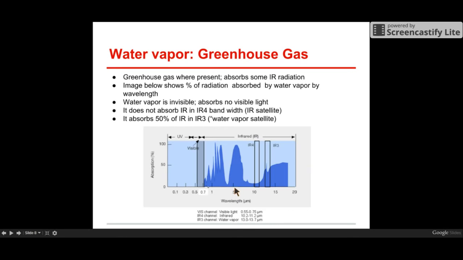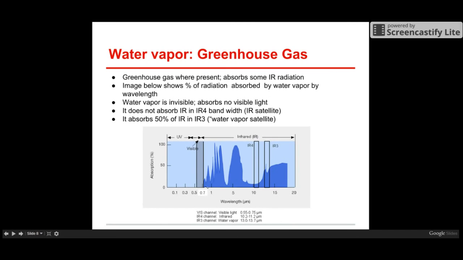However, for infrared radiation, it can absorb quite a bit. In this range over here, a wavelength of about 5 micrometers, it absorbs almost everything. We move on to the IR3 band of infrared radiation between approximately 13 and 14 micrometers. You'll notice in this band, about 50% of the infrared radiation that passes through the atmosphere is absorbed. That makes the IR3 band ideal for satellite measurements of water vapor in the atmosphere.